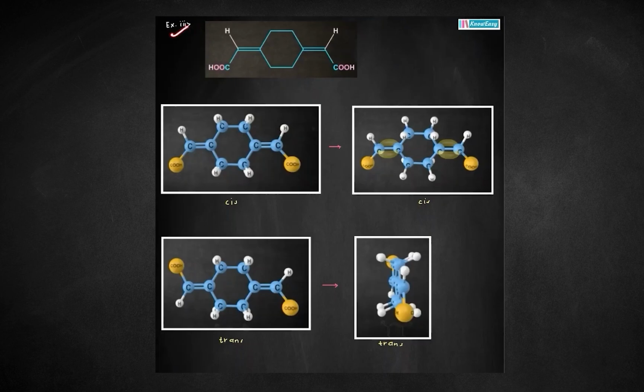Next, see the third molecule. Now they have added 2 double bonds and a central ring. So the system is n equal to 3, that is odd, because double bond will be equal to 2 plus ring will be equal to 1. So 2 plus 1 is 3, that is the odd system. See the diagrams, so you can clearly understand the geometry of this particular molecule.